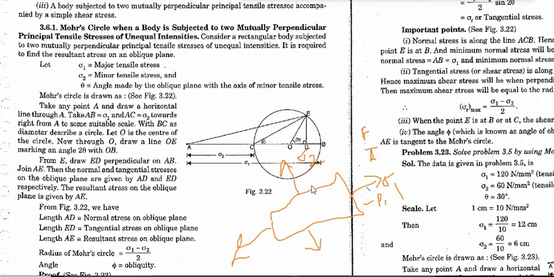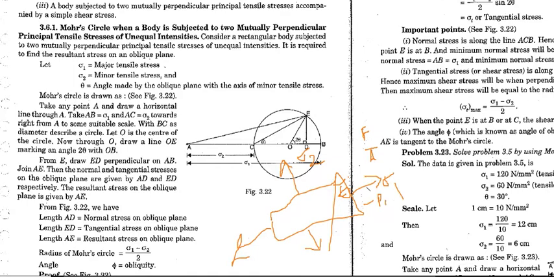Let us suppose that the angle here is theta, and this is the oblique plane, and you have to find the normal and tangential stress over here. The same thing we can obtain via this Mohr circle method.